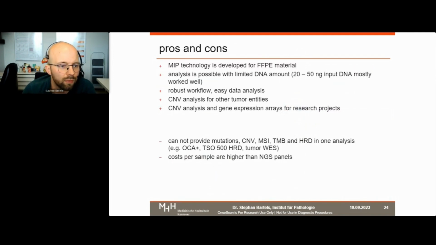So the advantages of the OncoScan array platform are that the molecular inversion probe technology is developed for FFPE material. Therefore, it is a very robust workflow. You have an easy data analysis. You can use very limited DNA input amounts. You can perform copy number analysis also for other tumor entities. And it is also possible to perform gene expression experiments on the array platform for research projects too.